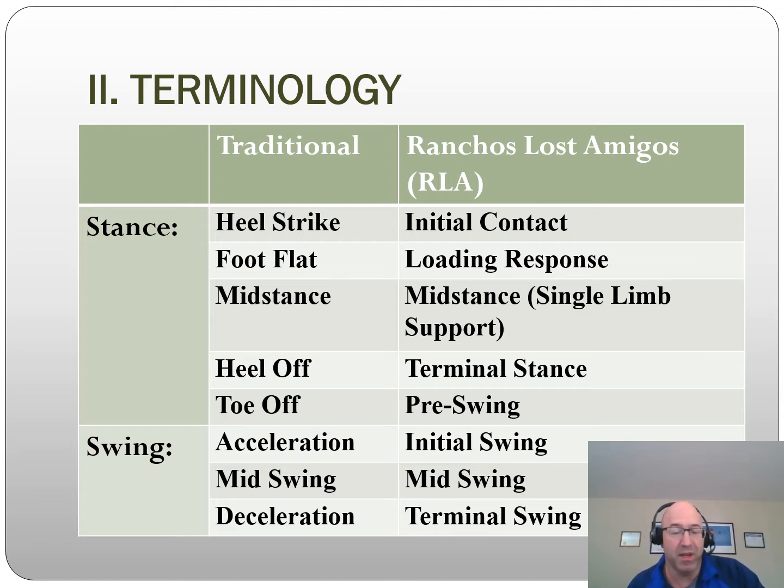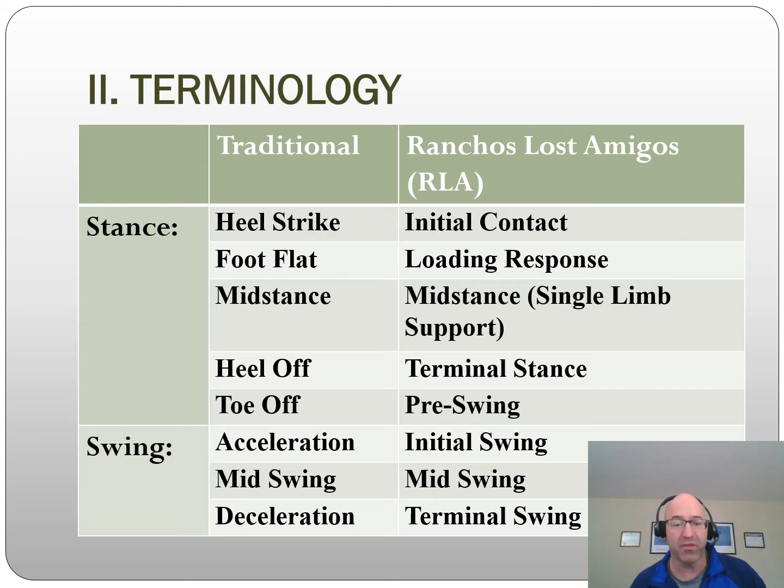So in the stance phase, we have heel strike. On the Ranchos side, we have initial contact. Traditional, foot flat. Ranchos, loading response. Traditional, mid stance. Ranchos, also mid stance. Traditional is called heel off, whereas in Ranchos we call that terminal stance, or the end of the stance phase. In traditional, we call it toe off, whereas in Ranchos, we call that pre-swing.